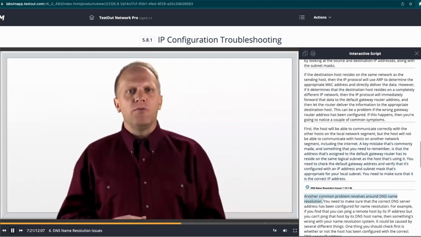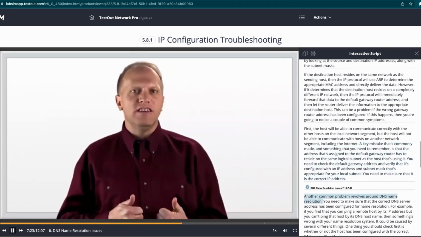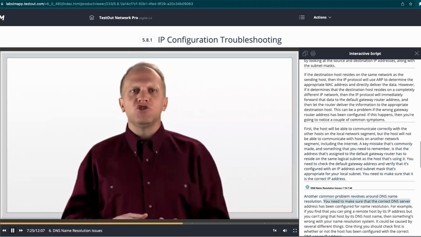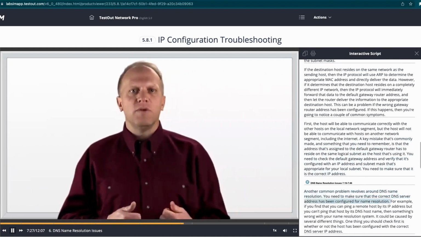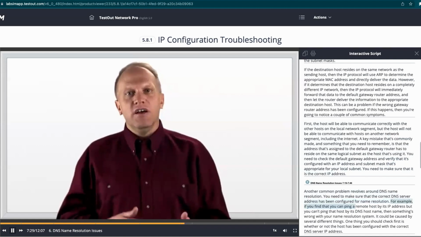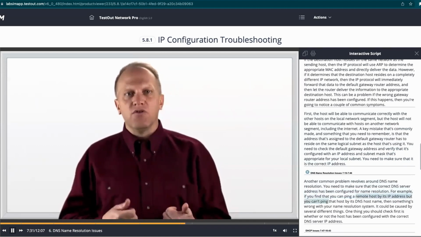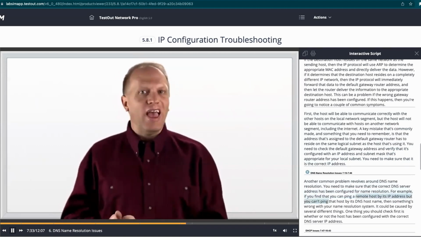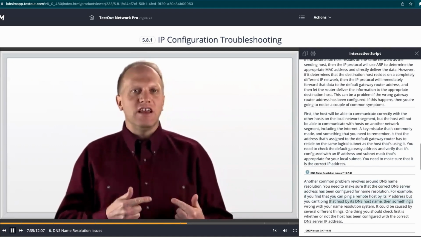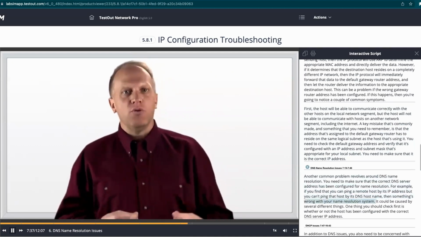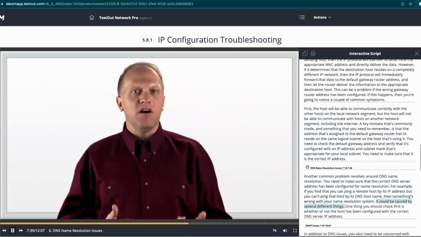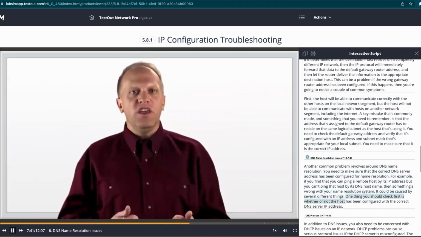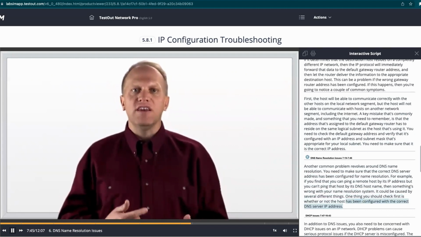Another common problem revolves around DNS name resolution. You need to make sure that the correct DNS server address has been configured for name resolution. For example, if you find that you can ping a remote host by its IP address, but you can't ping that host by its DNS host name, then something's wrong with your name resolution system. It could be caused by several different things. One thing you should check first is whether or not the host has been configured with the correct DNS server IP address.